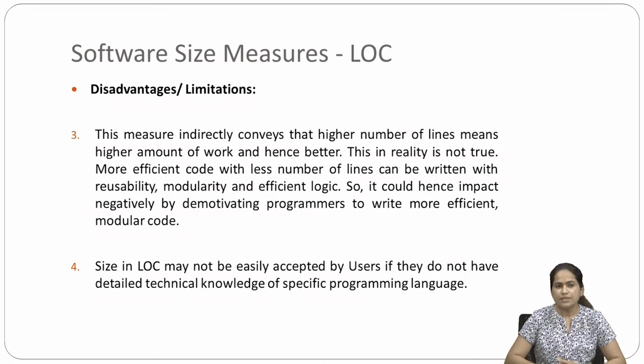Another we can consider is that this measure indirectly conveys that a higher number of lines means a higher amount of work, and hence it will be better. But this is not the reality. Every time it is not so that if you have more lines, then your software product will be of good quality. The same thing you can achieve with fewer lines also.